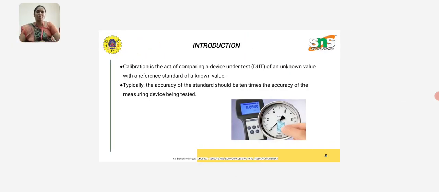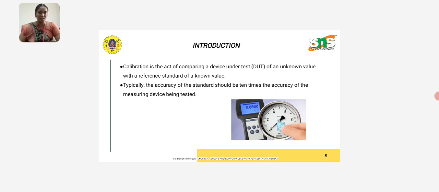First of all, calibration is the act of comparing a device under test, of an unknown value, with a reference standard of a known value. This is called calibration. Calibration is mainly the process of comparing measuring instruments and measuring systems with higher standards which are traceable to national or international standards, and then adjusting the values. The reference standard normally used is at least 10 times more accurate than the instrument under test.